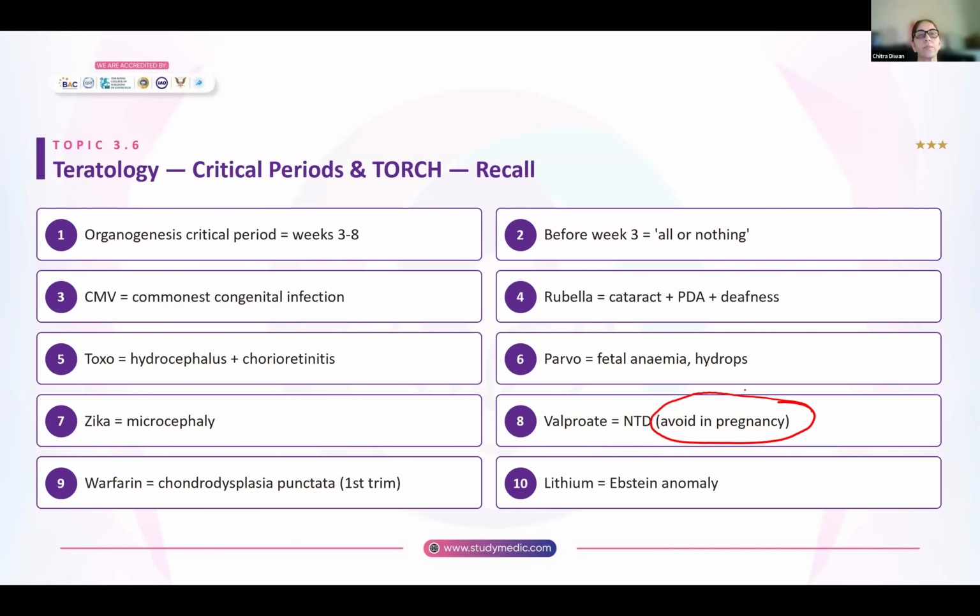Warfarin causes chondrodysplasia punctata, very common, especially when given in the first trimester, 6 to 9 weeks. That is the period where warfarin is said to be most teratogenic. Lithium causes Ebstein's anomaly. That means there is a single ventricle that is functioning.